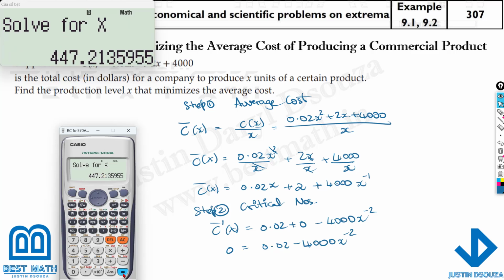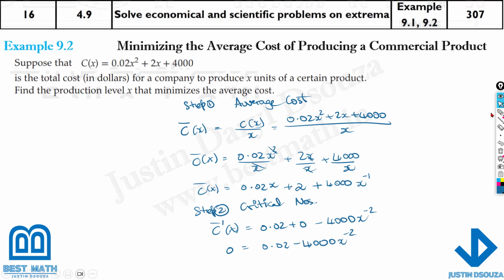This is the correct answer. When you press equal to, it must be the same. It should not change. So it is 447.2, but since it's a product, we can't take decimal values. It should be a whole number. So x over here is equal to 447 units.